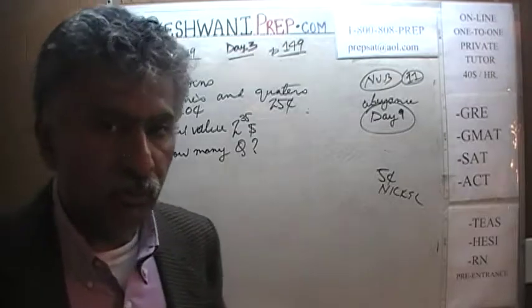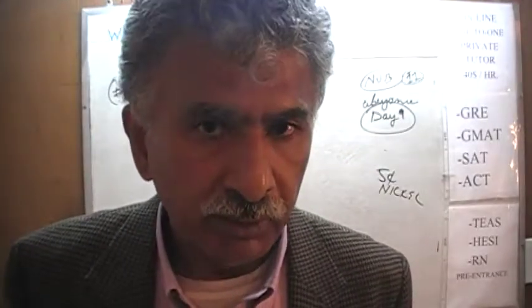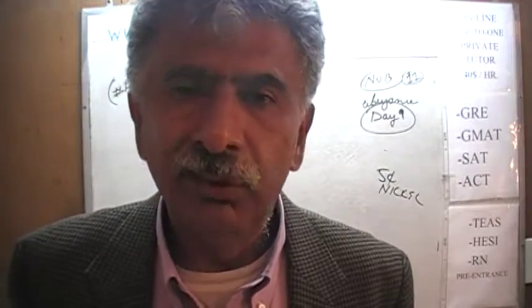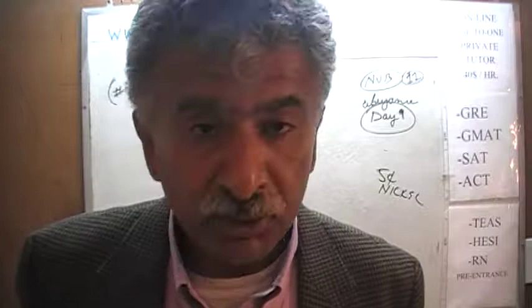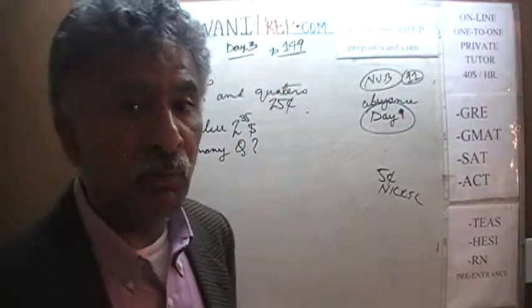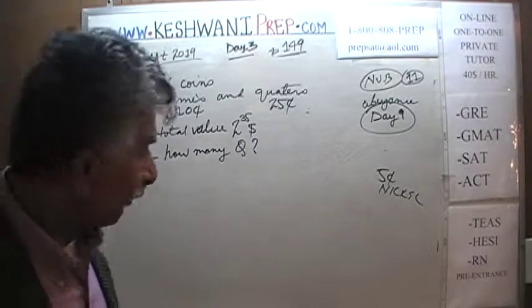And because we have two unknowns here, the number of quarters and the number of dimes, we must have two independent equations. Otherwise, we can't take care of it. So can you see where the two equations are? Two independent equations. Do you understand what independent equation means?